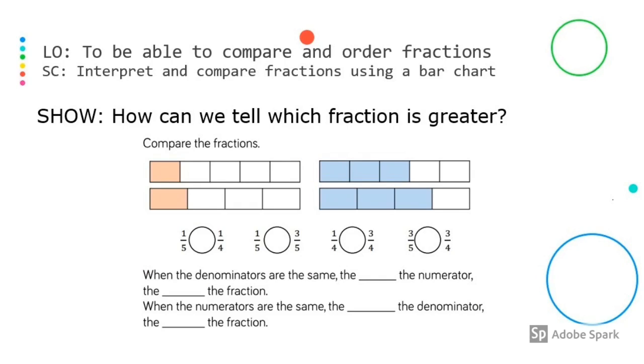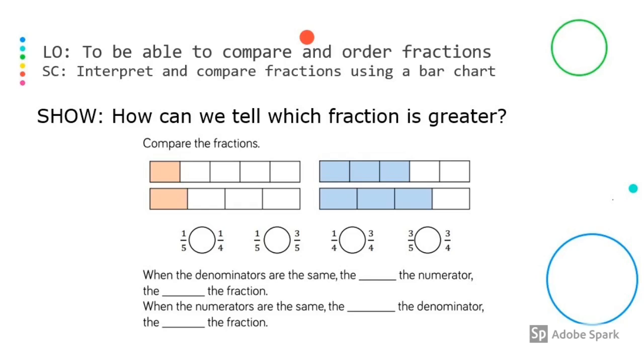Let's look at some more fractions. Here we've got 4 bar charts which all show different fractions. Let's look at the first question. We're trying to compare 1/5 with 1/4. These are the bar charts that only have one square coloured in. We can see that 1/4 is bigger here, or greater than 1/5.